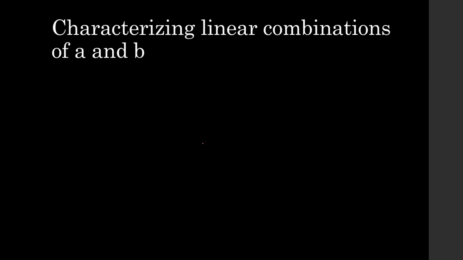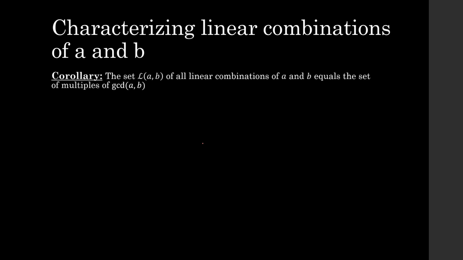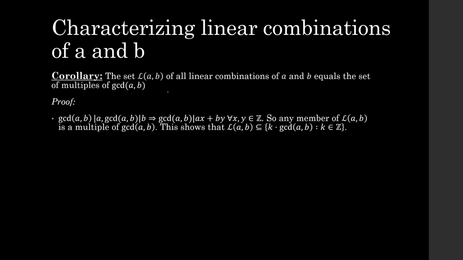Now, using Bezout's lemma, that shows that the GCD is a linear combination of its inputs, we can characterize all linear combinations of A and B. And so that really gets us a whole step closer to linear Diophantine equations. So a corollary of this is that the set of all linear combinations of A and B is actually equal to the set of multiples of the greatest common divisor of A and B. So to prove this, first note that the greatest common divisor of A and B is a common divisor, it divides A, it divides B.